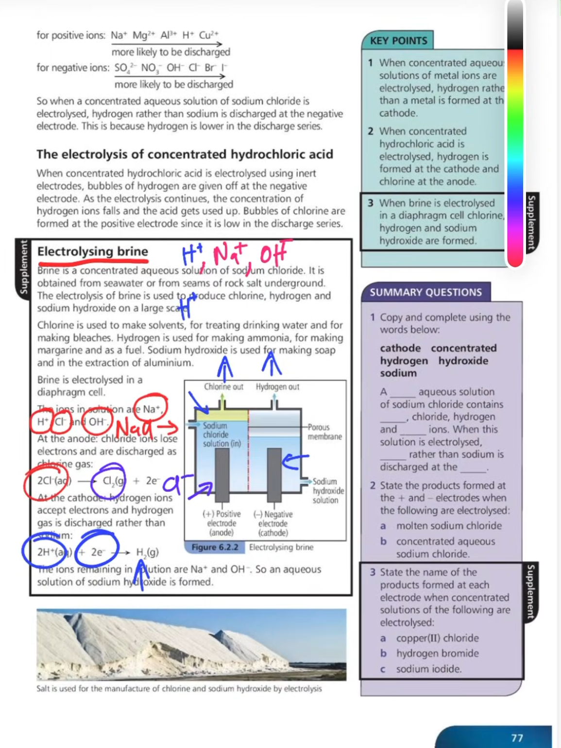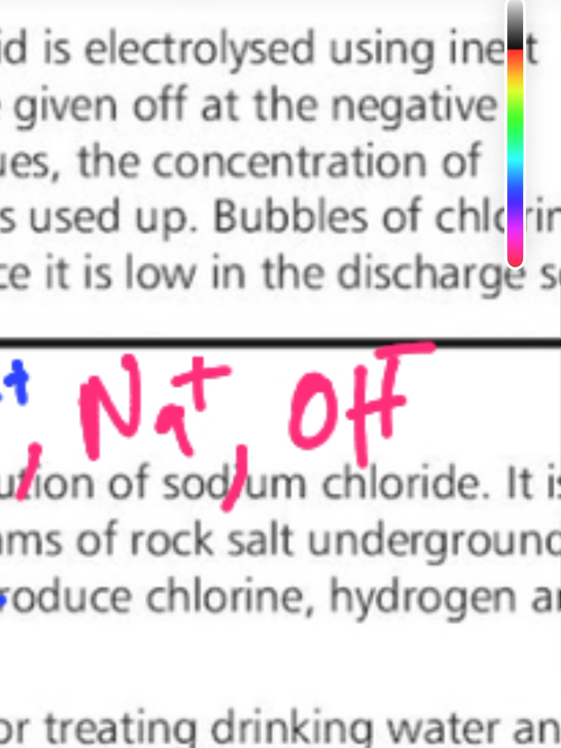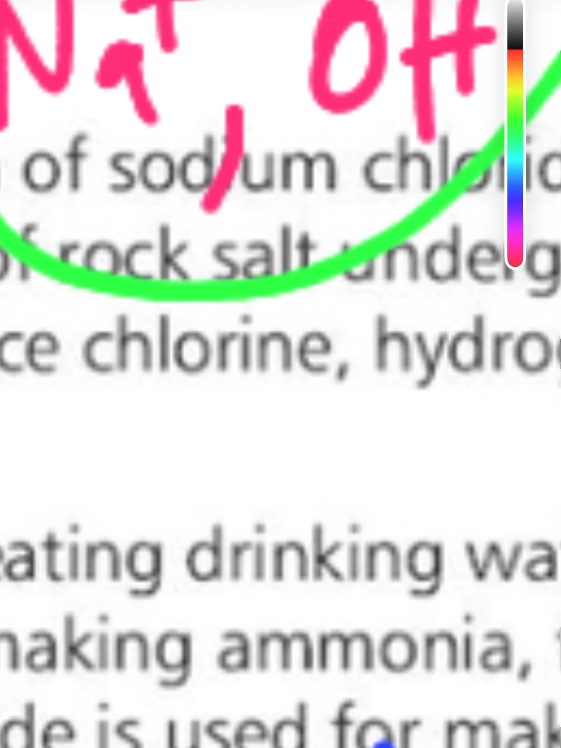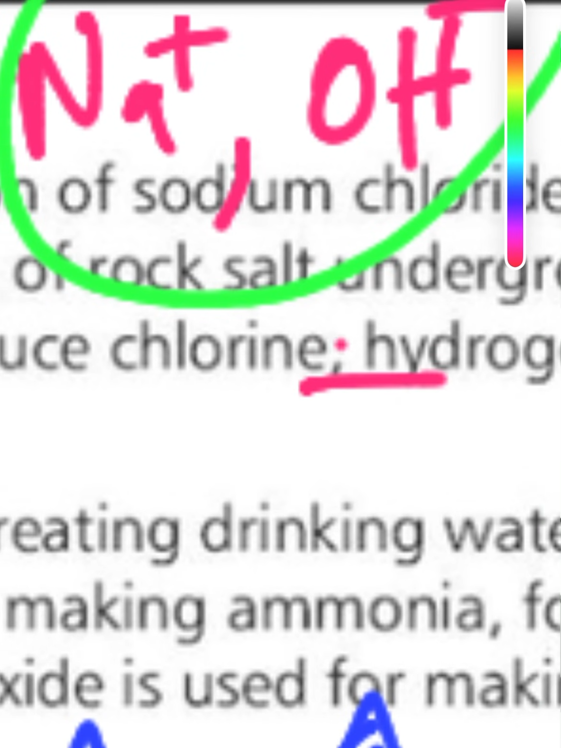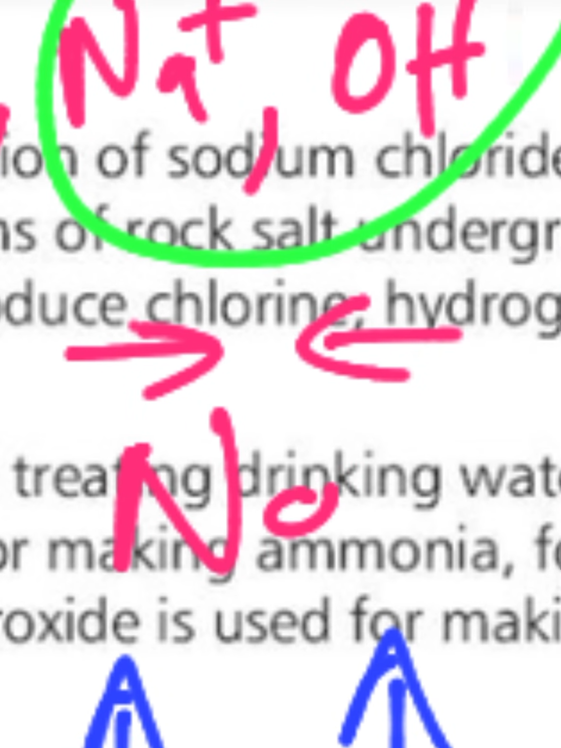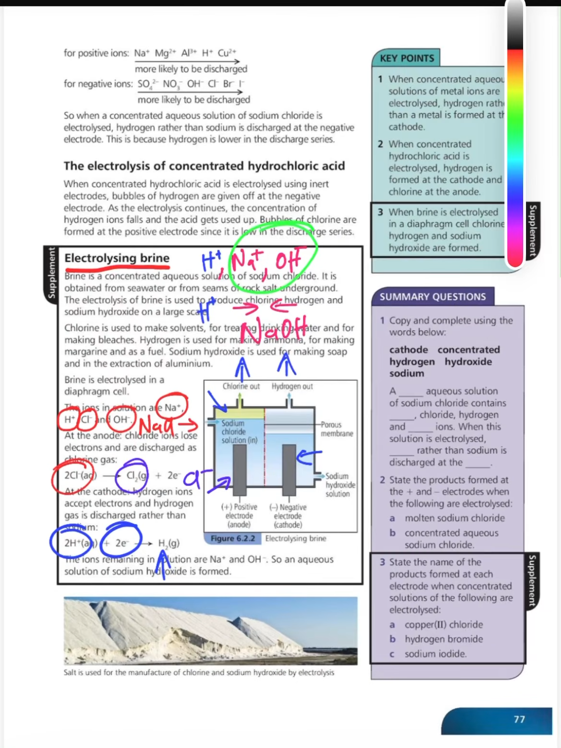So what I now have in the solution is these 2 ions, the Na plus and the OH minus. Then they'll of course attract each other so that they form sodium hydroxide. All right, that's fine. So that's electrolysis of brine.